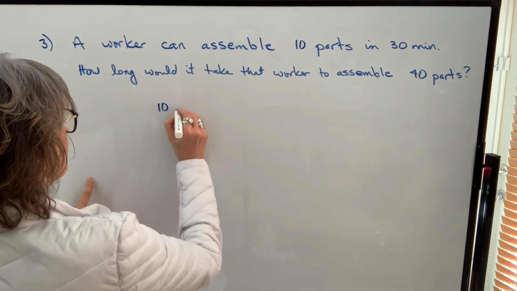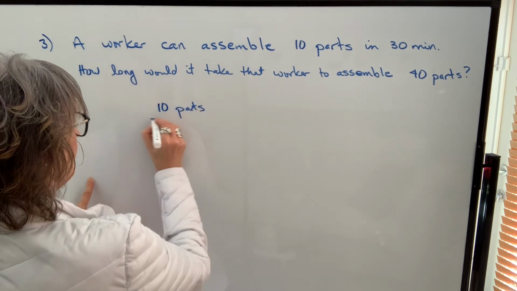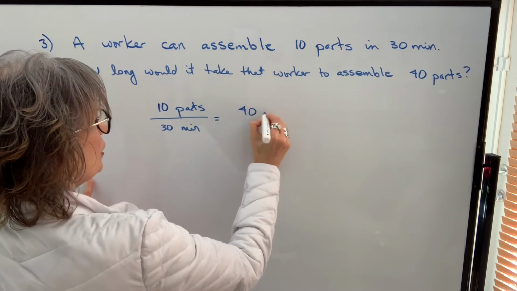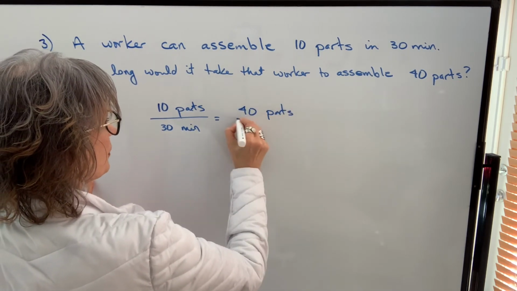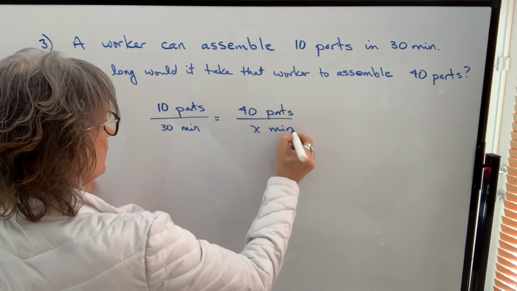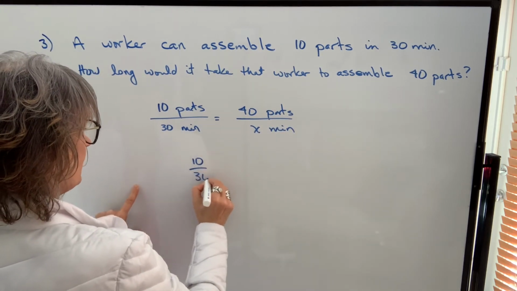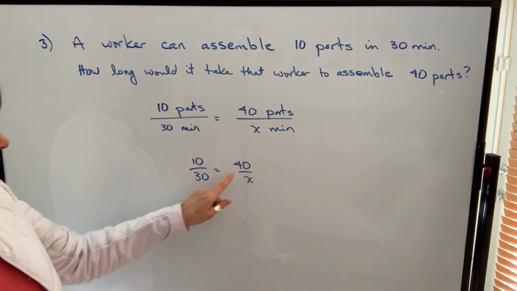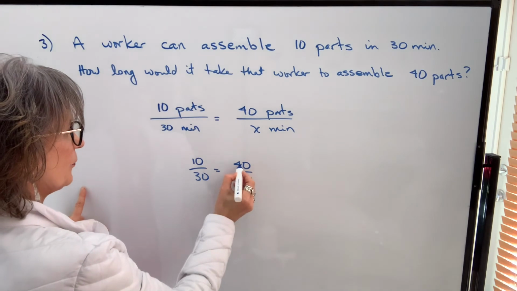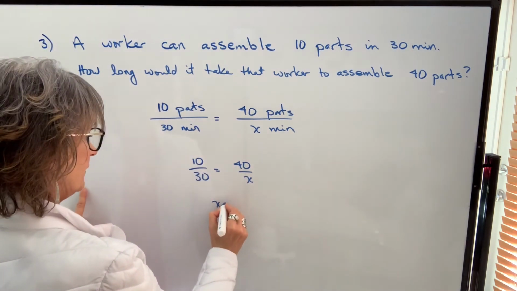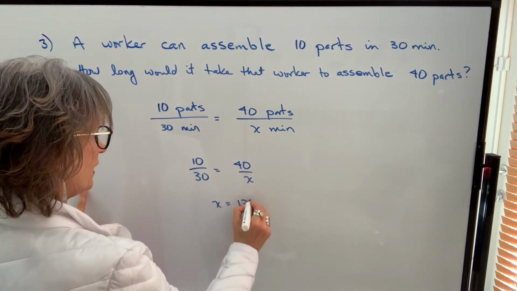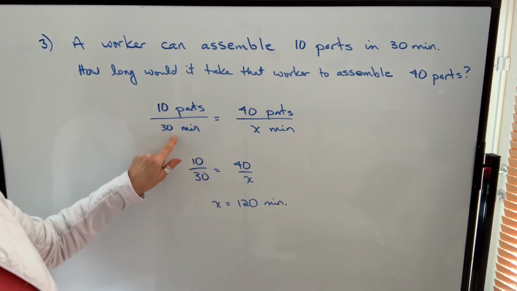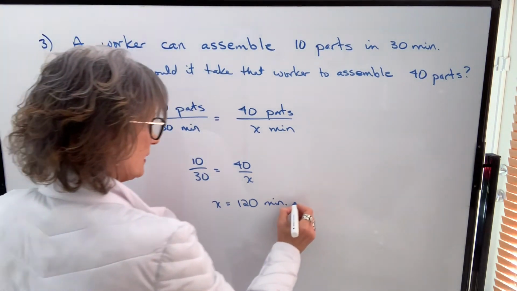10 parts in 30 minutes is equal to the ratio of 40 parts in x minutes. So in other words, 10 parts in 30 minutes equals 40 divided by x. We cross multiply, 30 times 40, and then divide by 10. So we would get 120 minutes. It will be the same unit, the time will be the same unit. We probably would express that as 2 hours.